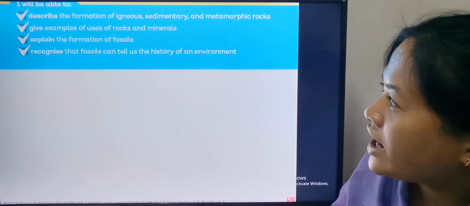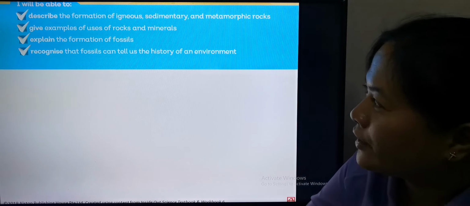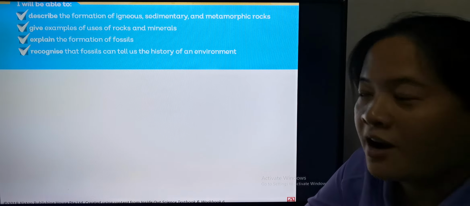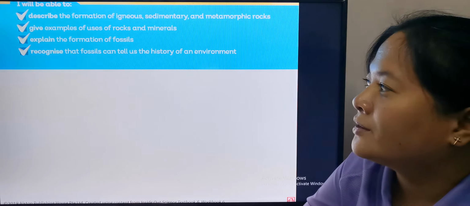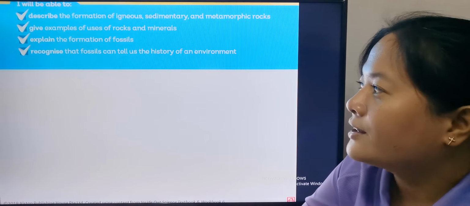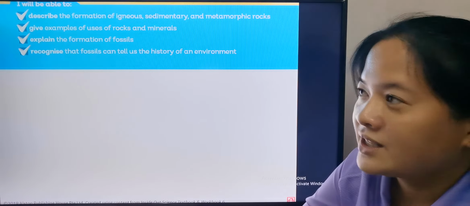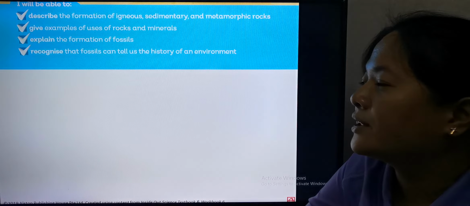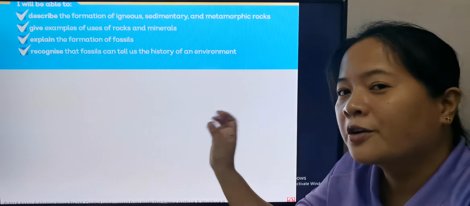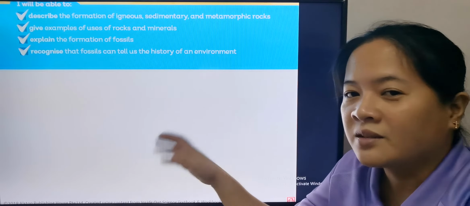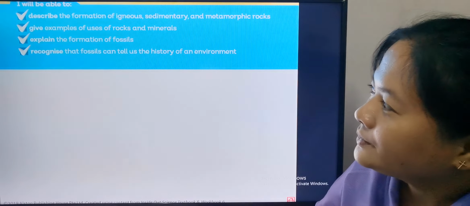So in this chapter, we should be able to describe the formation of igneous, sedimentary, and metamorphic rocks. We should be able to give examples of uses of rocks and minerals, explain the formation of fossils, and recognize that fossils can tell us the history of an environment. So these are our objectives for this chapter. We will try to meet these objectives.